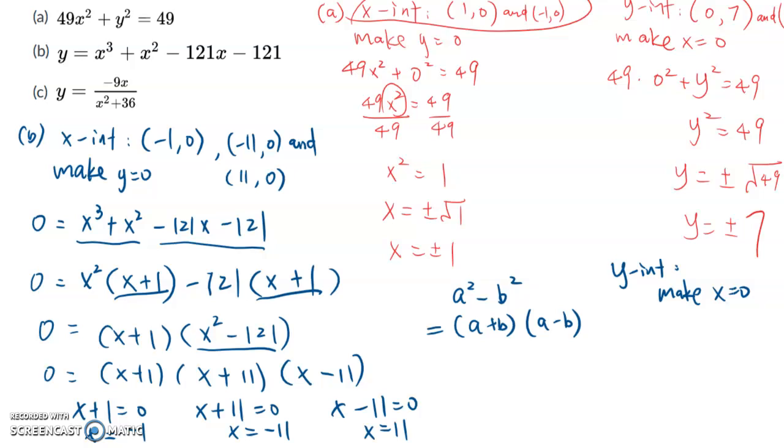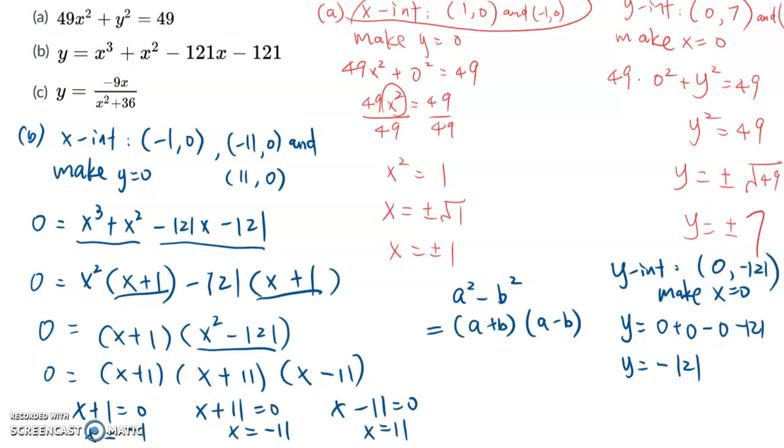Okay, what's going to happen? If you make x equal to 0, you have y equals 0 plus 0 minus 0 minus 121. Right, so only the constant term is left. So negative 121 is your y-intercept. So you do have a y-intercept, which is negative 121. So 0, negative 121 is the y-intercept. Okay, so that's problem B.